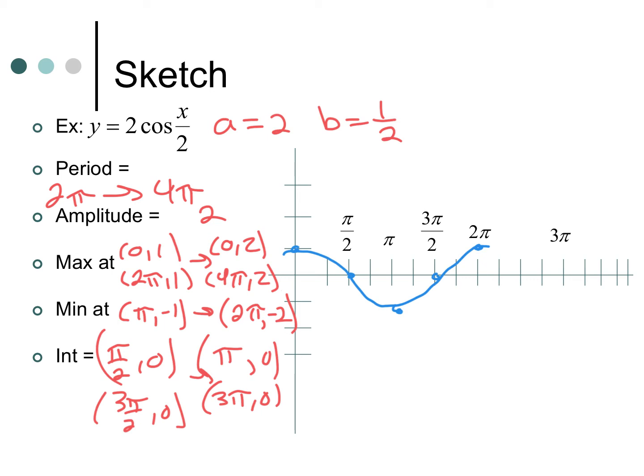For our new function, we have maximums at 0, 2, and then 4 pi and 2. Then we have a minimum at 2 pi and negative 2. We have an intercept at pi, 0 and 3 pi and 0. And I'm going to go ahead and connect my dots. And again, we can see that we have a horizontal stretch by a factor of 2 because of our b value, and a vertical stretch by a factor of 2 because of our a value.